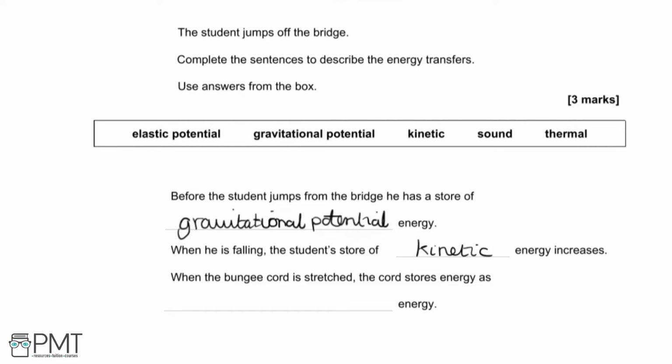When the bungee cord is stretched, the cord stores energy as what energy? Again, elastic potential is the energy stored when an object is stretched or squashed. So, as the bungee cord is stretched, that is how it will store energy.